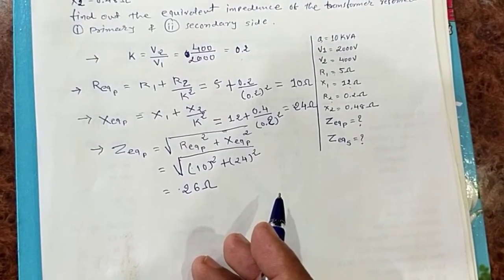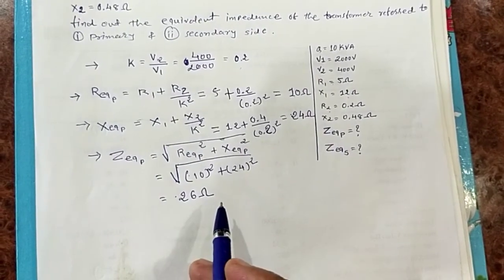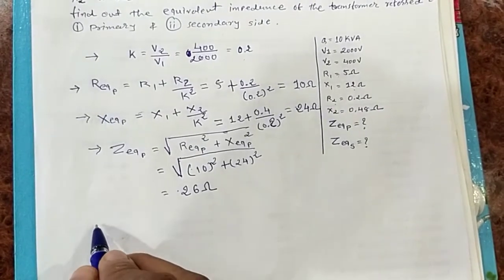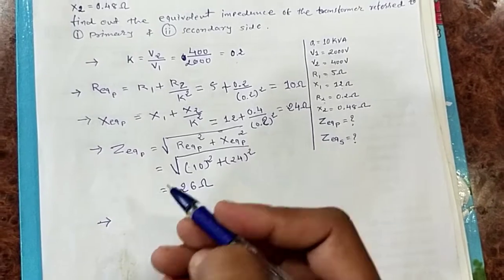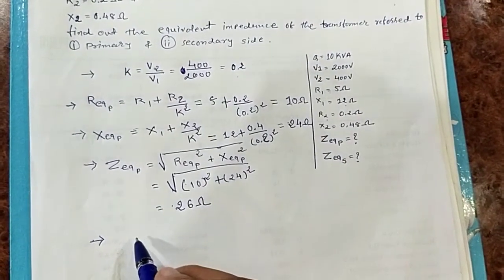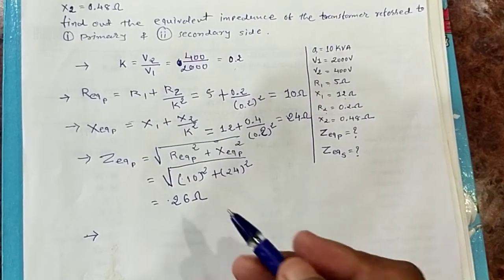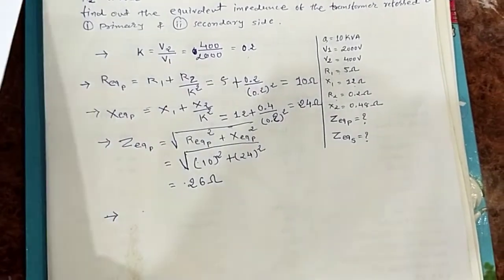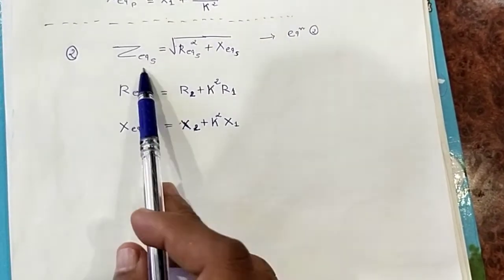Now we move on to the second part, to find out the equivalent impedance of the transformer referred to the secondary side. Before we move on to the secondary side, the value of K we have already found. Now I'll show you some equations referred to the secondary side. Here are the few equations.